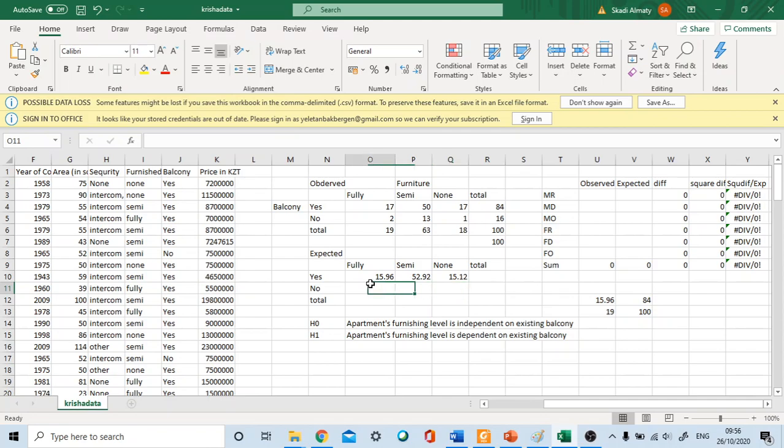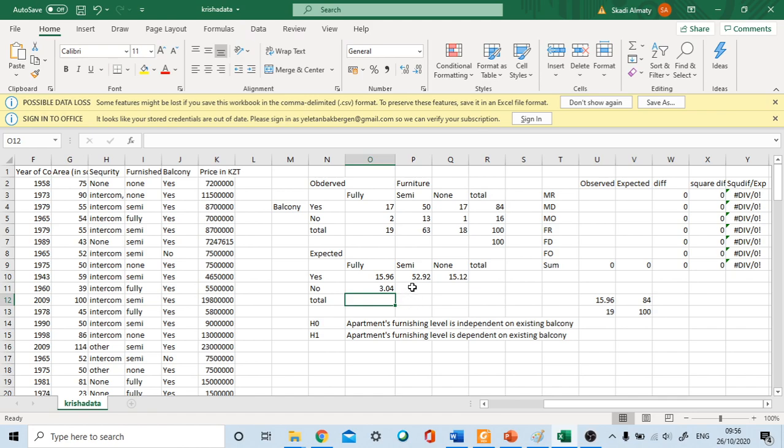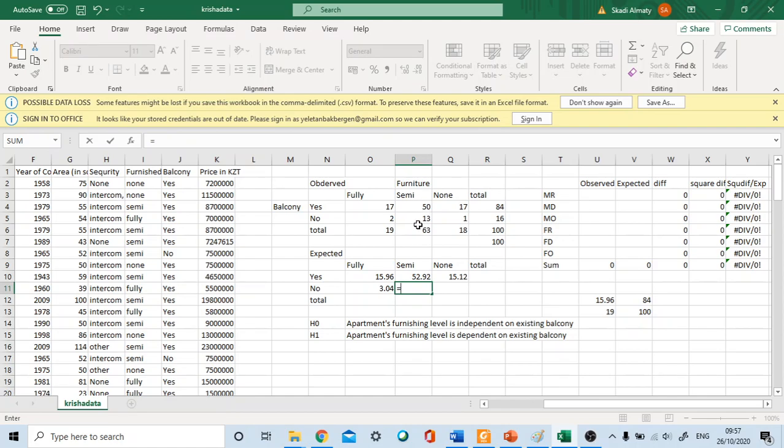Now let's come to the no case, which is also calculated the same way, but we should look at it carefully. Total no multiplied by total fully and then divided by the general total 100. Now we are going to calculate no and the same. Total no is 16, multiplied by total semi, divided by 100.